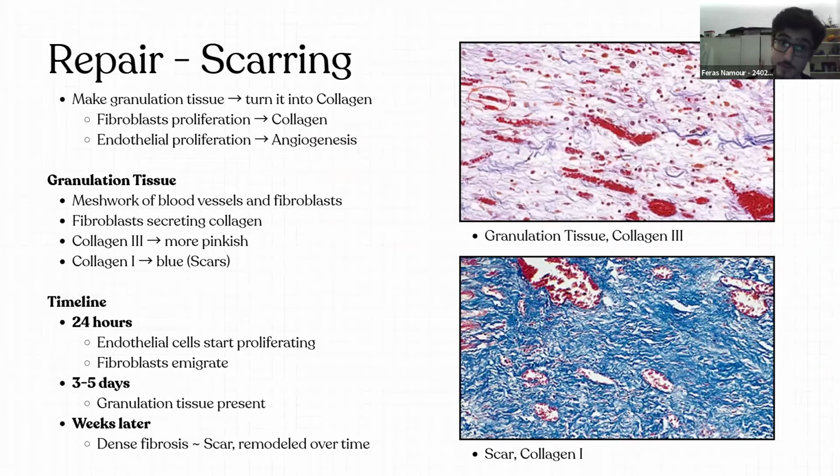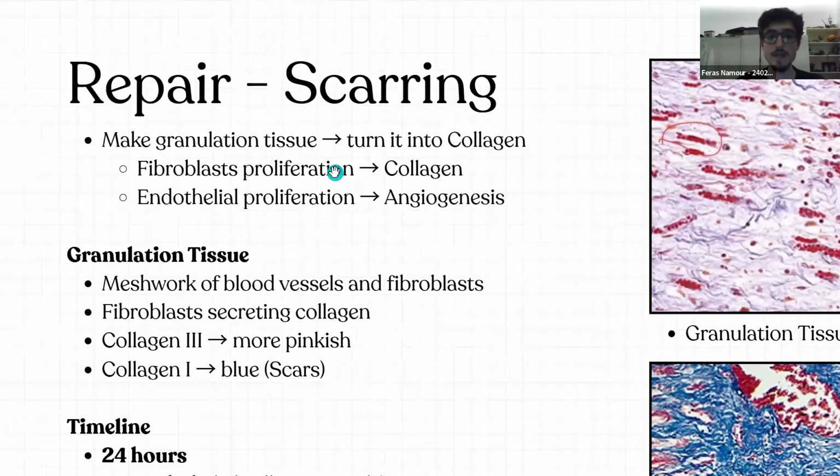My whole focus is on the repairing and the scarring, because that's what looks different and that's what I should differentiate from other problems like necrosis and so on. So the process of scarring and repair is you need to make granulation tissue and you need to turn it into collagen. What is granulation tissue?